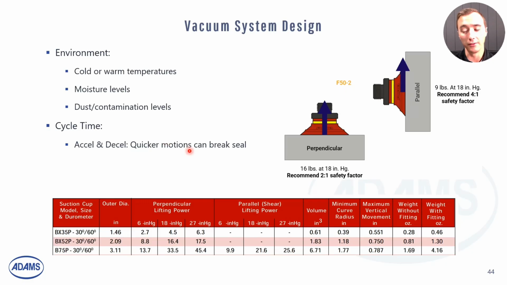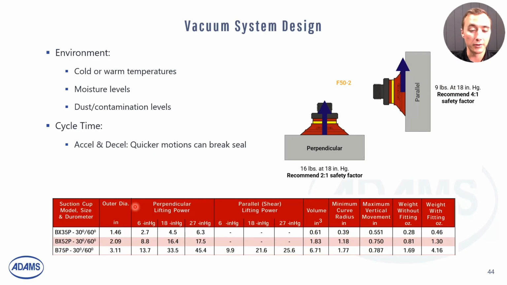That's going to really drive what kind of system you want, how big the cups can be, what type of ejectors you want to use, and how quickly the system is going to accel and decel. Again, if you're on a 6-axis robot, you can move very fast, but if you don't have the right cup, you can break that seal and drop parts. Then also, are you going to be in the perpendicular orientation or the parallel orientation? We recommend a 2-to-1 safety factor with your designs for perpendicular. With parallel, we recommend a 4-to-1 safety factor.